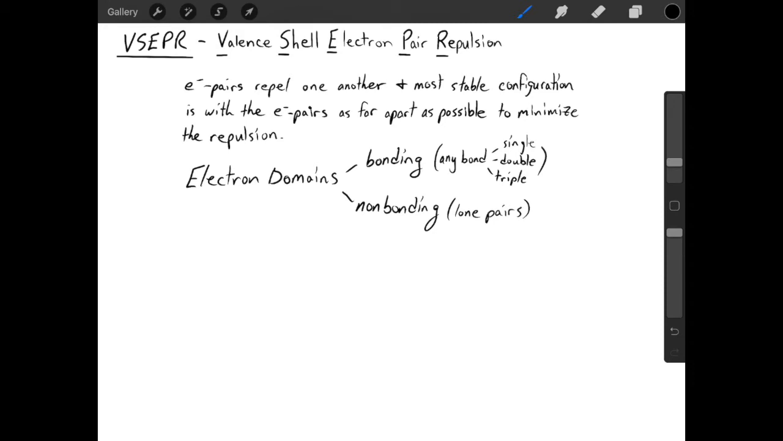So bonding electron domains are any bond, a single bond, a double bond, a triple bond. Each of those would count as a single domain. And any lone pair would also count as a single domain.